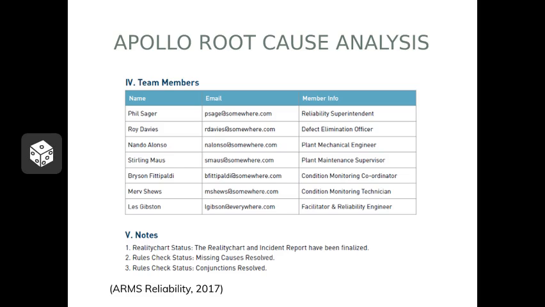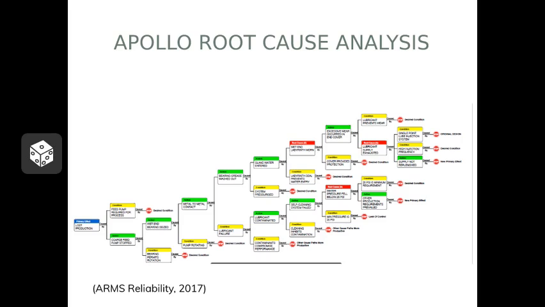Steps 4 and 5 include identifying the team members responsible and their contact information, as well as any notes on the progress of the analysis. You can see here all team members, including their email address and their title, along with the status checks in the notes. Step 6 will include any references you have, such as a photo. In this scenario, there are photos and a development plan. The last step is the root cause analysis chart, which includes the conditions, the root causes, and the actions to prevent recurrence.